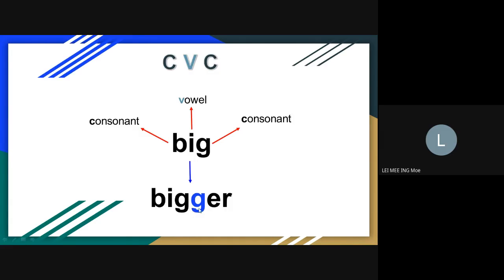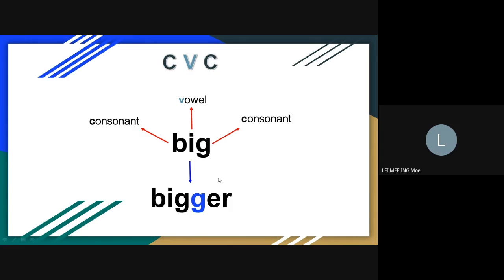All right. We go into more detail on this one. So B is a consonant. I is a vowel. G is a consonant. Vowels here are your A, E, I, O, U. Consonants are the letters besides A, E, I, O, U. So we have CVC, big, only one syllable. So we double the consonant G here and then we add ER. Big becomes bigger.